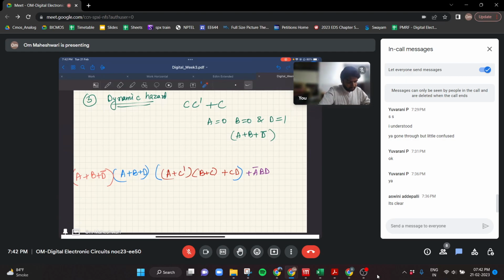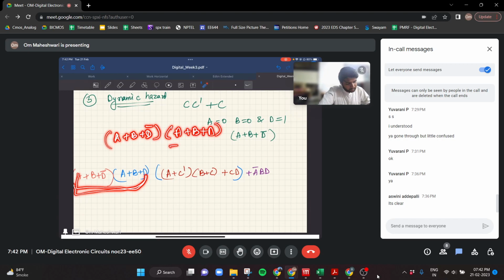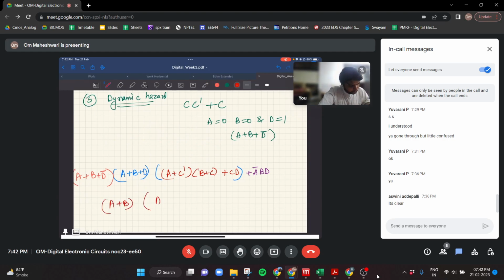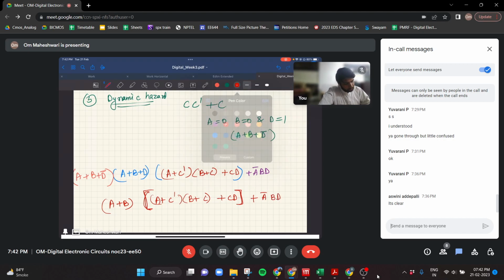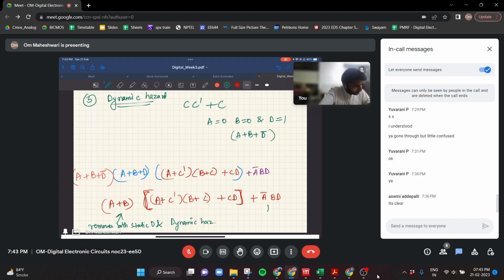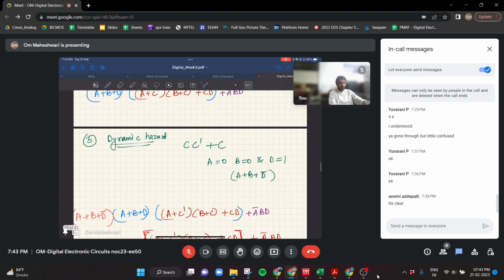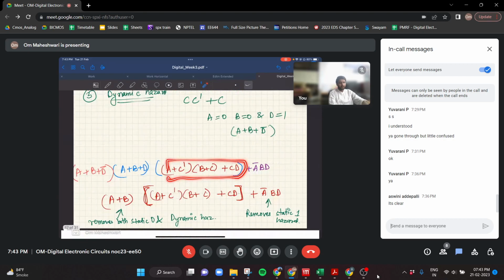Right. Now if I see, these both terms can be combined, right? A plus B plus D bar and A plus B plus D is simply A plus B. So I'll rewrite that: (A plus B)(A plus C bar)(B plus C plus CD) is the multiplication part, plus A bar BD. The multiplication part will remove both the static 0 and dynamic hazard. This term removes the static 1 hazard. Is it clear? So what we did was just look at the cases and add the corresponding terms to our initial function.